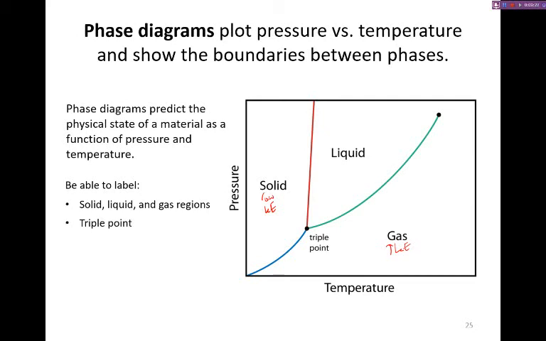You also need to be able to label the triple point. This is where all three phases coexist. They exist at the same time, which is really cool. The critical point, and past the critical point, we have what's called a supercritical fluid.